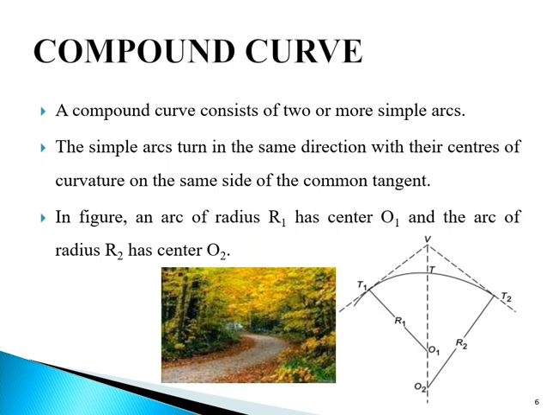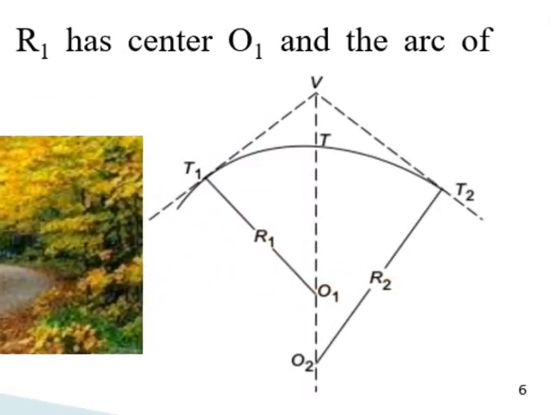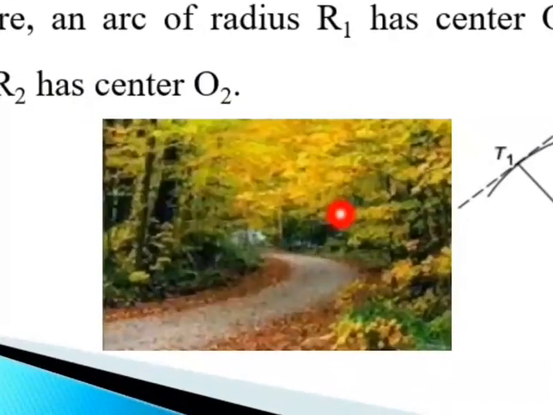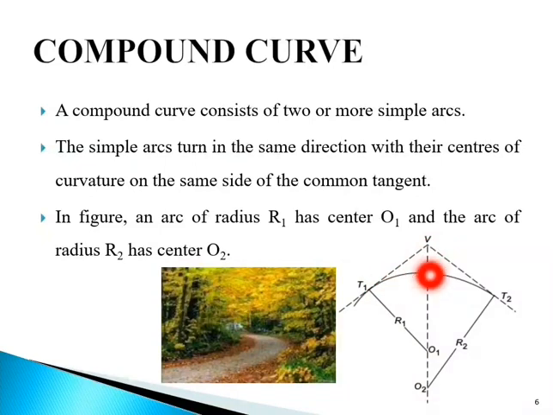Next is compound curve. A compound curve consists of two or more simple arcs. The simple arcs turn in the same direction with their centers of curvature on the same side of the common tangent. In the figure you can see all the elements. An arc of radius R1 has center O1 and the arc of radius R2 has center O2. All the elements are shown here. This is the real life image of a compound curve, but it is not visible like this in real life. This is just an image to understand what a compound curve is.